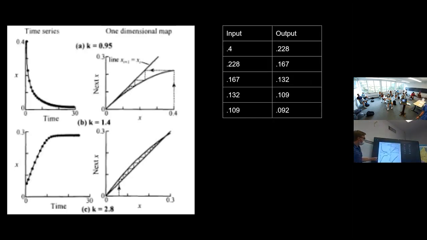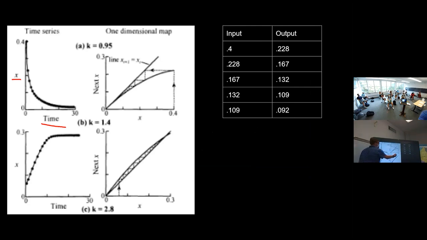Now, if we look at it on a graph, we can see even more information about it. We look at the x-axis, make sure we see that's time, and the y-axis is the population x. And we can see that when k equals 0.95, it will attract towards 0. You see the points are getting closer and closer to 0. That's true for any k value below 1. It will always attract towards 0.